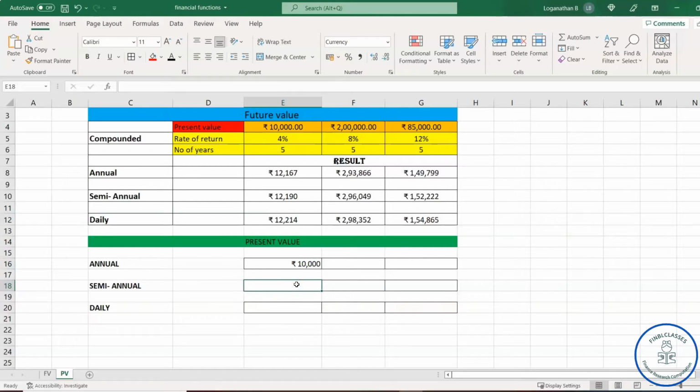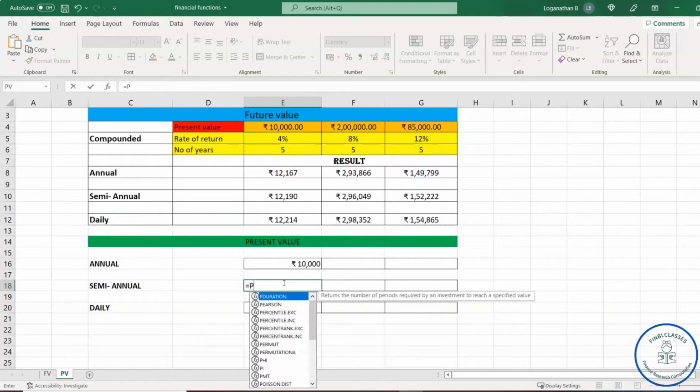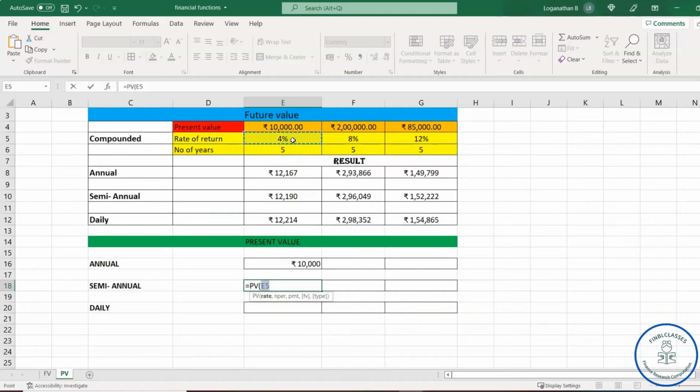Next, in case of semi-annual, we have to divide the rate of return by 2 and multiply the number of years by 2. So equal to present value, the rate, that is 4%, divided by 2, comma, the number of years is 5 into 2, that is semi-annual, comma, there is no annuity, so I put it as 0, and I will select the future value, entering the negative, so minus 12,190. Then I close the bracket and press enter. I'm getting 10,000. Yes, we are getting it.